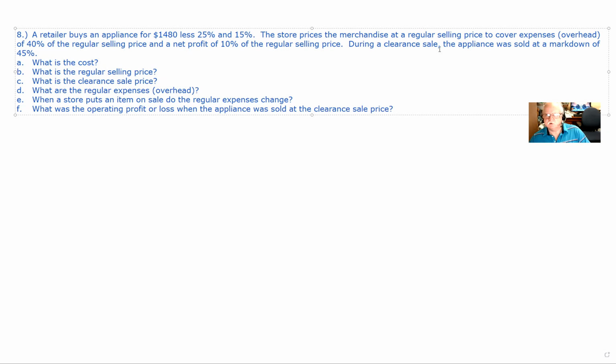During a clearance sale, the appliance was sold at a markdown of 45%. So we'll be able to calculate the clearance sale price. Then they want to know what are the regular expenses, the overhead. Once we know the regular selling price, we'll be able to calculate them as 40%. When a store puts an item on sale, do the regular expenses change? And the answer here is definitely no. Let's make a note of that.